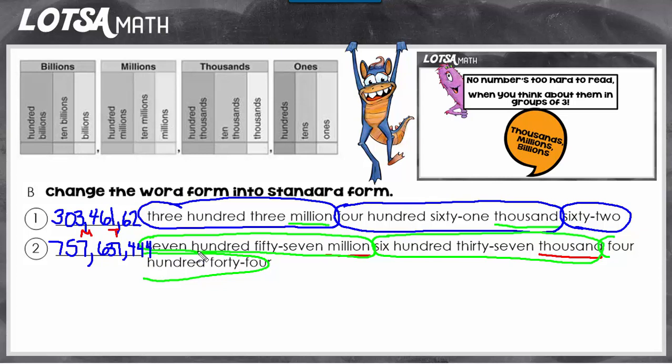Okay, and now the last step is to go back and check your comma words. So remember, the comma words always go thousand, million, and billion would be over here. So I want to go back and check and make sure that I got the periods right. So 757 million, 637,000, 444. If you're still not comfortable, go back and rewatch the video. Good luck!